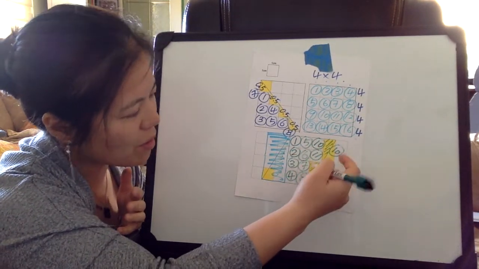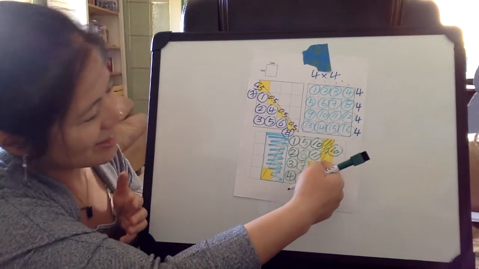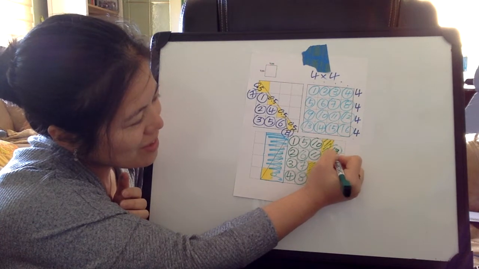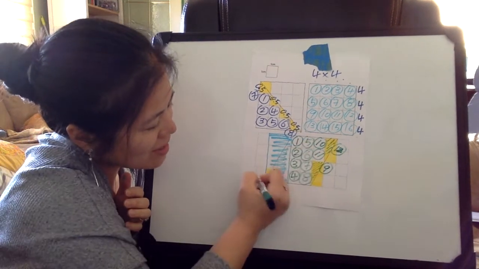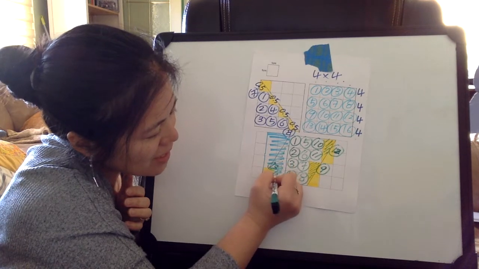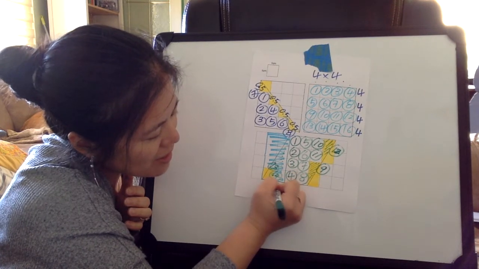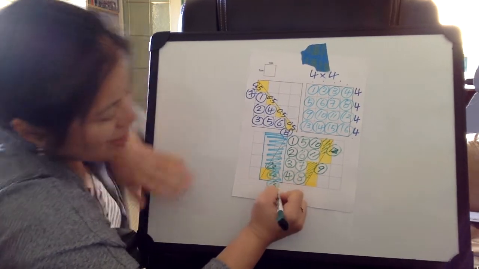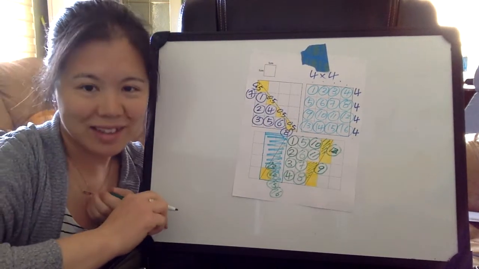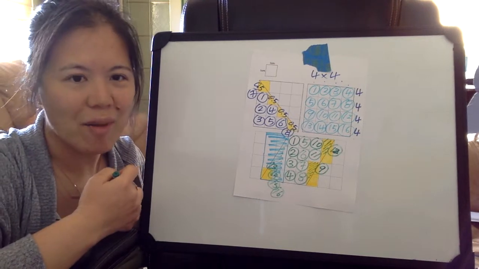So I did something funky here. 10, 9, 11, this would have been 12. So I have 13, 14, 15, and 16 squares. 16 squares in this parallelogram.